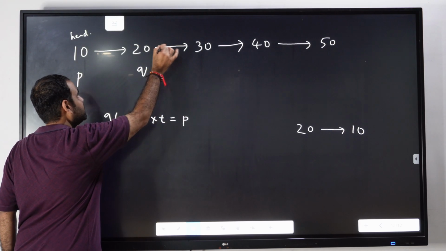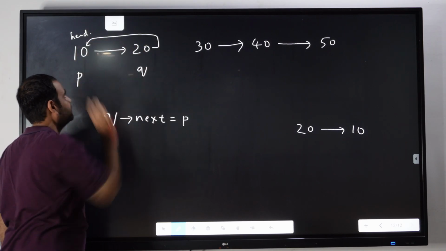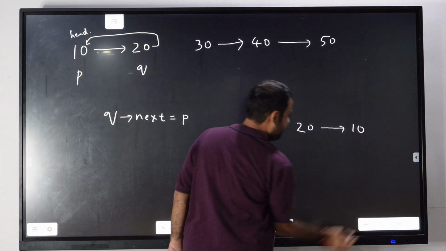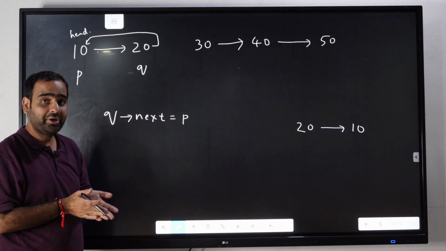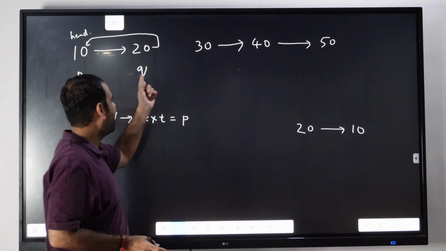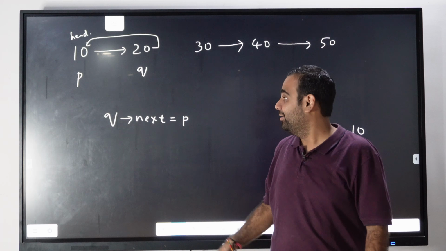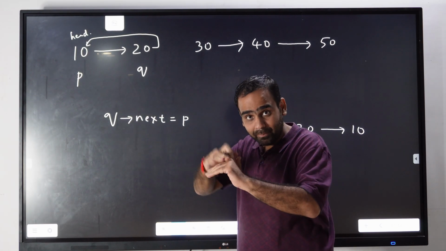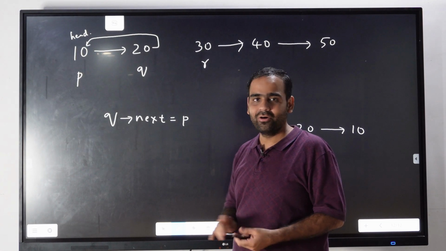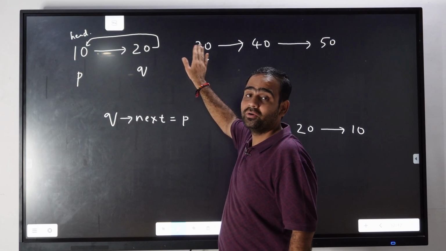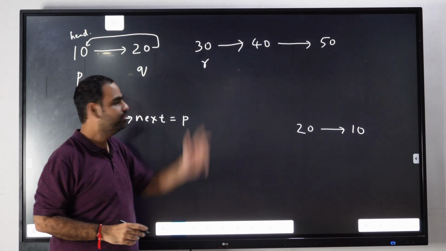Now when I write Q arrow next is P, this link is broken and this link is established. We wanted 20 to point to 10, and here we have 20 pointing to 10. But the thing is, now can you go to the next node 30? You cannot go to the next node 30. Therefore, before I say Q arrow next is P, I need another pointer to 30, because when I say Q arrow next is P, the pointer to 30 is lost. Hence, before we say Q arrow next is P, let us store a pointer R to 30.